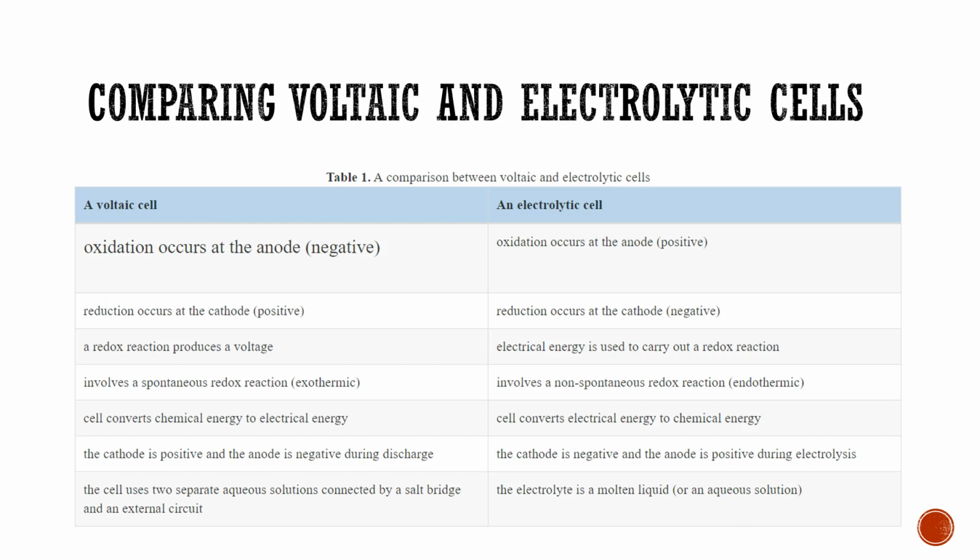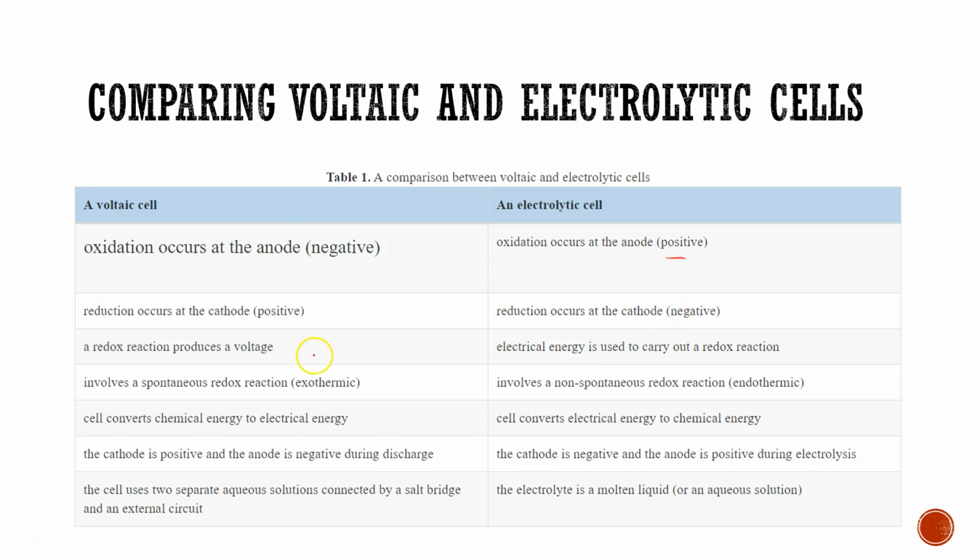Okay, so summing all this up, we need to know the difference between a voltaic cell and an electrolytic cell. So for a voltaic cell, oxidation occurs at the anode, which is negative. For an electrolytic cell, oxidation still occurs at the anode, but this time the electrode is positive. Reduction will always occur at the cathode in both cells, but the polarity of that electrode changes. For a voltaic cell, the cathode is positive. For an electrolytic cell, the cathode is negative.